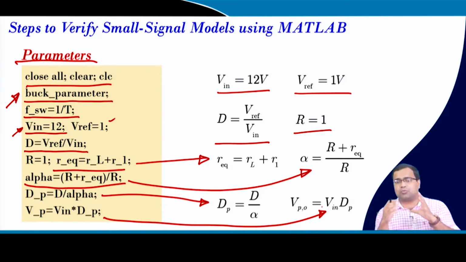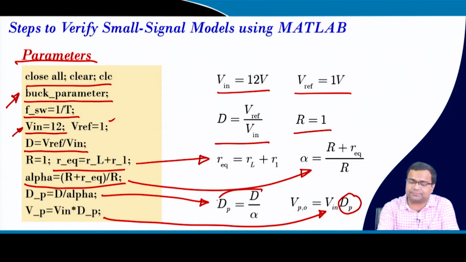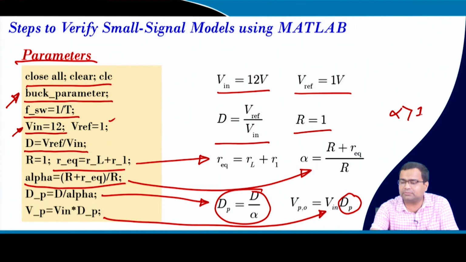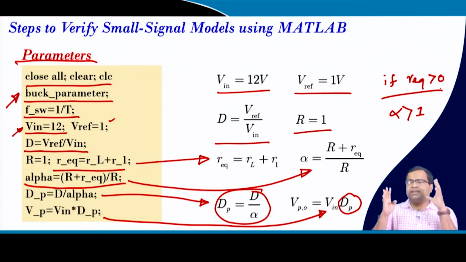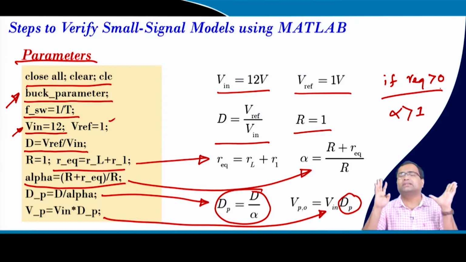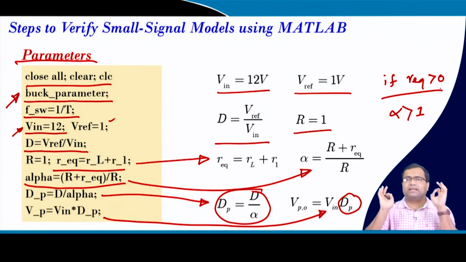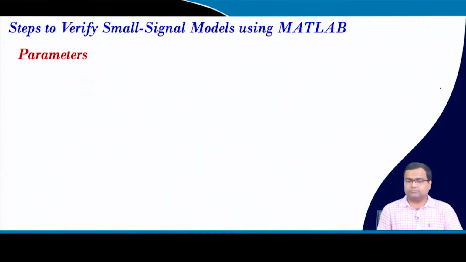the practical output voltage will be V in into the practical duty ratio, which is here, and here alpha is greater than 1 if R equivalent is greater than 0. In the ideal case R equivalent is set equal to 0, and in that case alpha equal to 1, but in practice alpha is greater than 1.